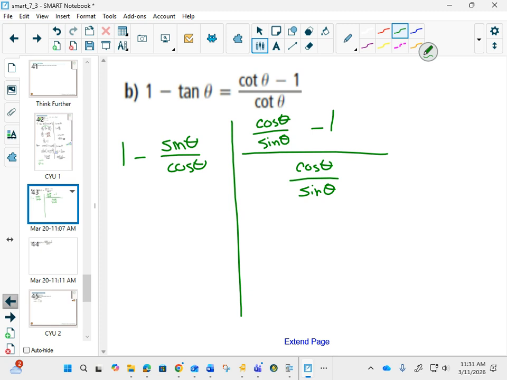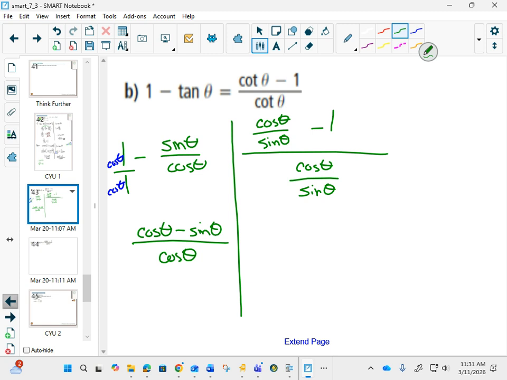Well, on the left side, I have technically a fraction minus a fraction. How do I add and subtract fractions? I need a common denominator, so I have to multiply this by cos theta and this by cos theta to get that common denominator. And I would get a common denominator of cos theta, and the top would be cos theta minus sine theta. Single fraction on the left.